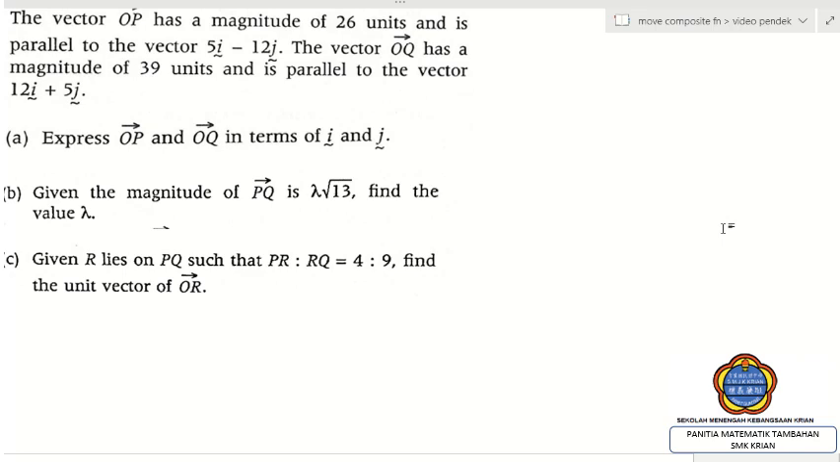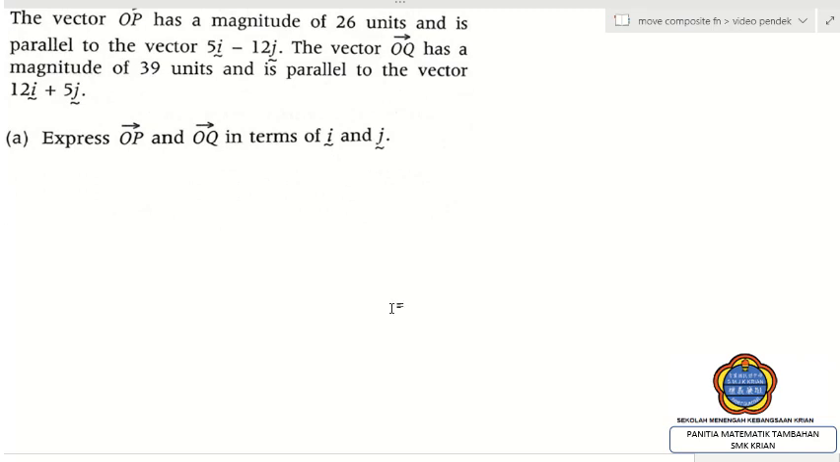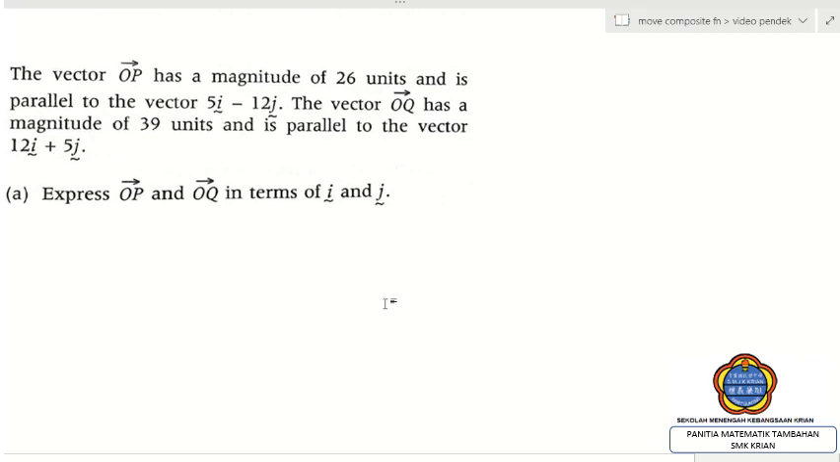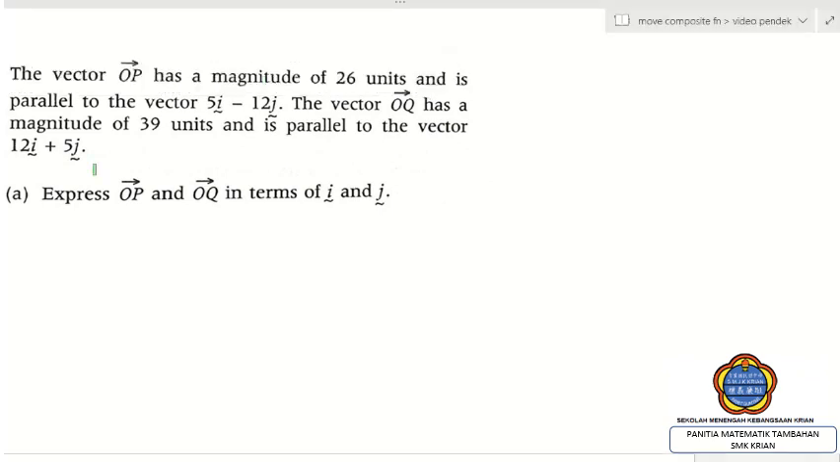Now we start with question A. Express OP and OQ in terms of i and j. As you can see here, the question only gives us the magnitude. The magnitude of OP is 26 units. The magnitude of OQ is 39 units. OP is parallel to vector 5i minus 12j, and OQ is parallel to 12i plus 5j.